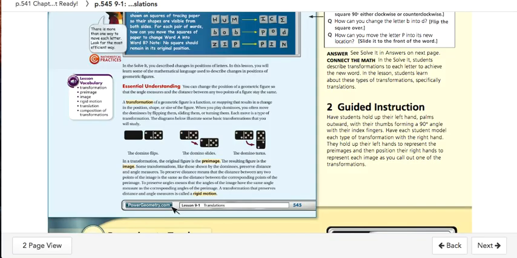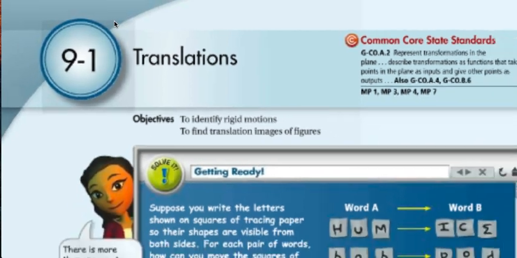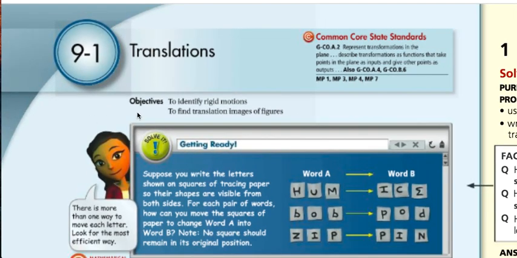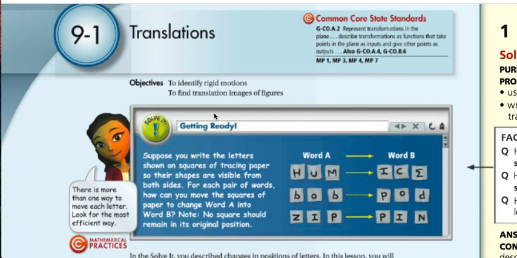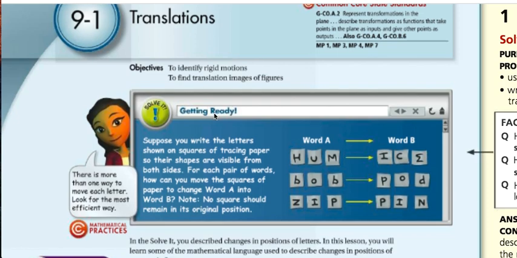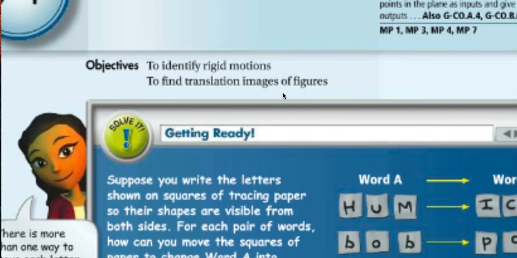Hello, geometry students. We're going to be taking a look at translations. Although this says chapter 9, don't worry about that. This section's pretty easy. That's why I'm jumping to it before we hit similarity and trig, which is going to be a little bit more challenging. What's going on here? You're being asked to identify rigid motions and find translation images of figures.